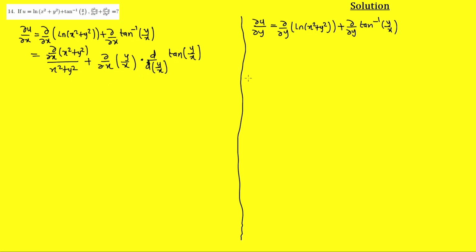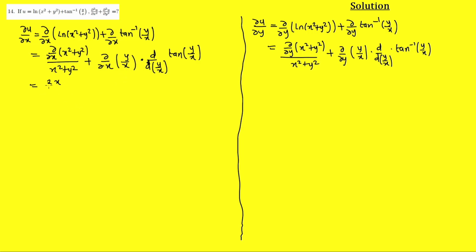Okay, now here again we are going to have the partial derivative of x squared plus y squared with respect to y over x squared plus y squared, then plus the partial derivative of this with respect to y, then multiply by the derivative of arctan of y over x. Okay, so here if you differentiate this partially with respect to x, that means we have this to be 2x, while the other one will just be 0 because you'll see the other variable as constant.